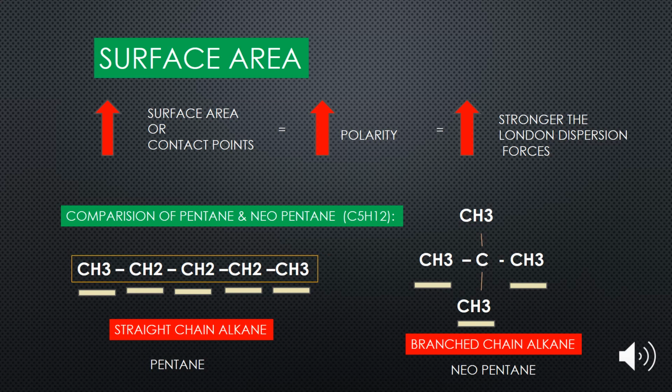Now look at a branched chain alkane, which is neopentane. Here we have only 2 contact points. So this results in weaker London dispersion forces. It is clear from here that an atom or molecule which has a greater surface area results in stronger London dispersion forces.